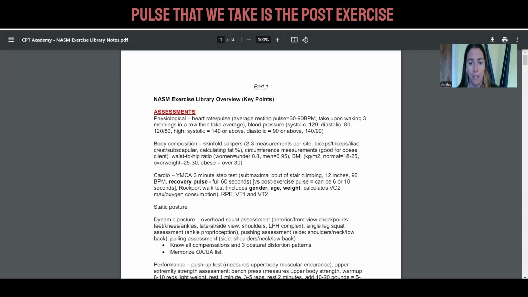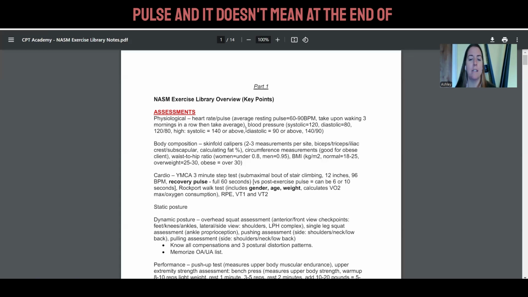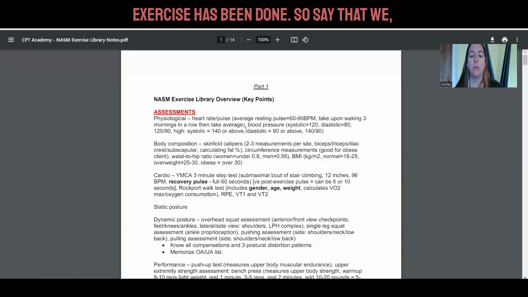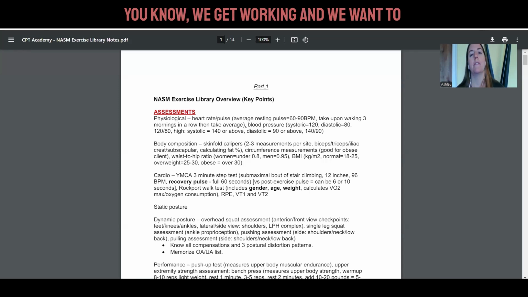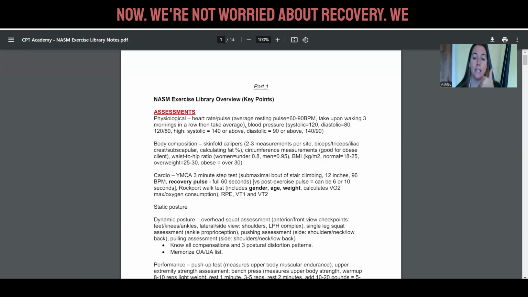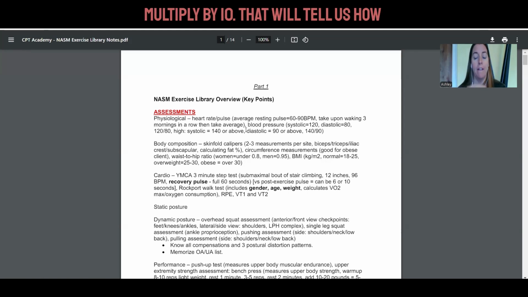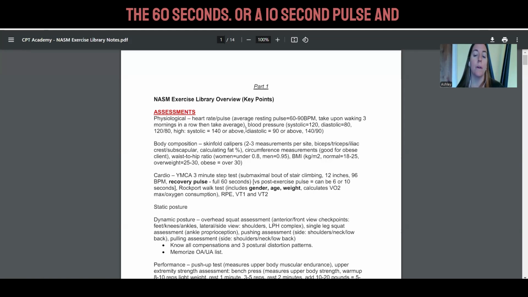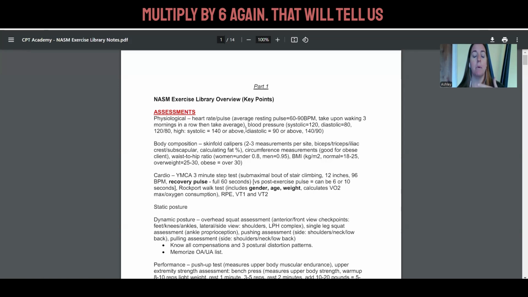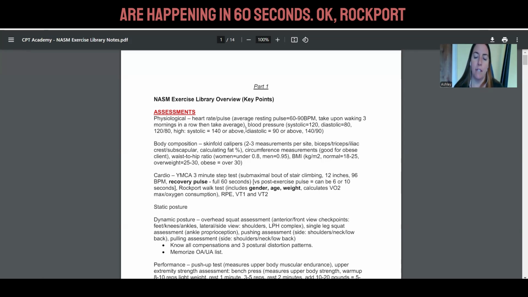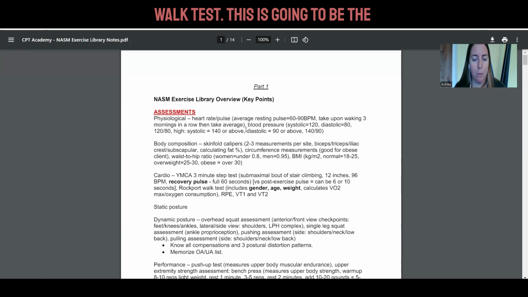The other kind of pulse that we take is the post-exercise pulse. It doesn't mean at the end of exercise, it just means after any exercise has been done. Say we get working and we want to see how hard the heart is working right now. We're not worried about recovery. We could just take a 6-second pulse and multiply by 10, or a 10-second pulse and multiply by 6. Again, that estimates how many beats are happening in 60 seconds.